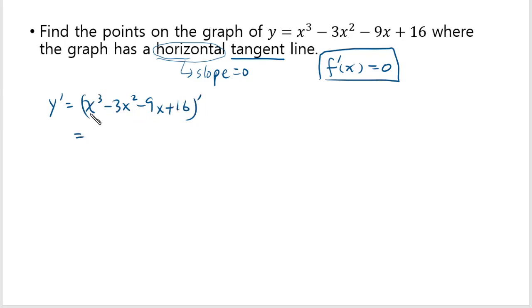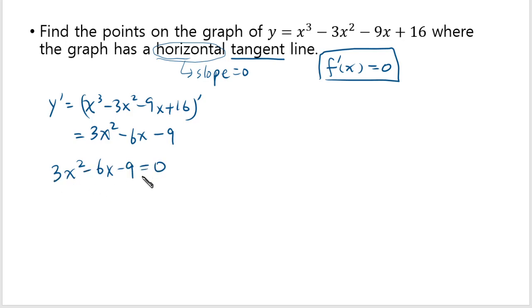These can be differentiated using the power rule. 3 comes down, you subtract 1 off of 3, so it's 3x squared. 2 comes down, so it's 6x. And x prime is just 1, so it's 9. And then 16 is a constant, so it's 0. And we're looking to find out when 3x squared minus 6x minus 9 is equal to 0.